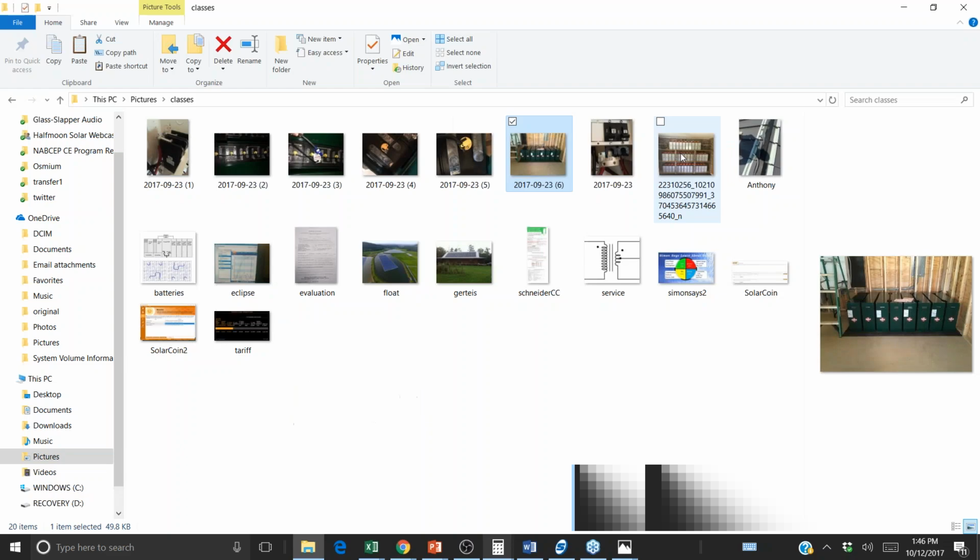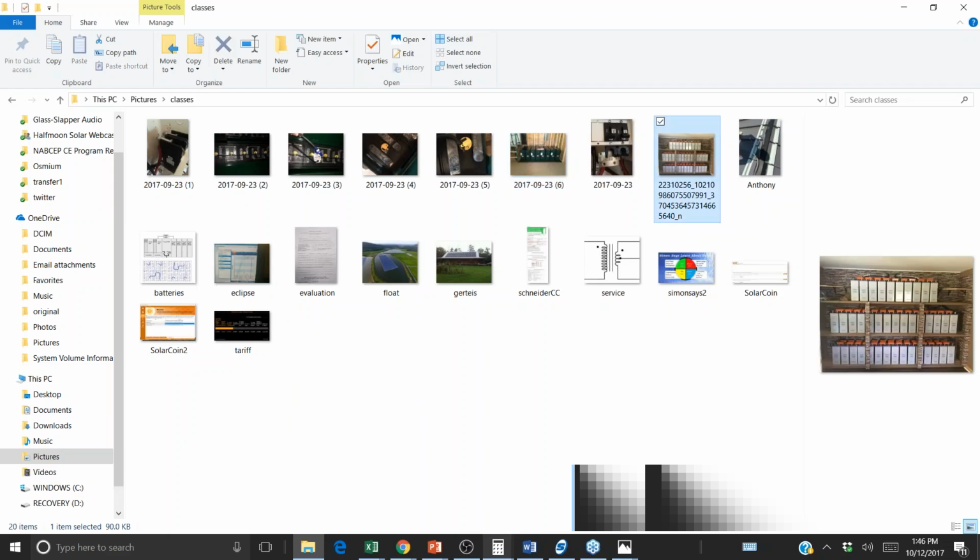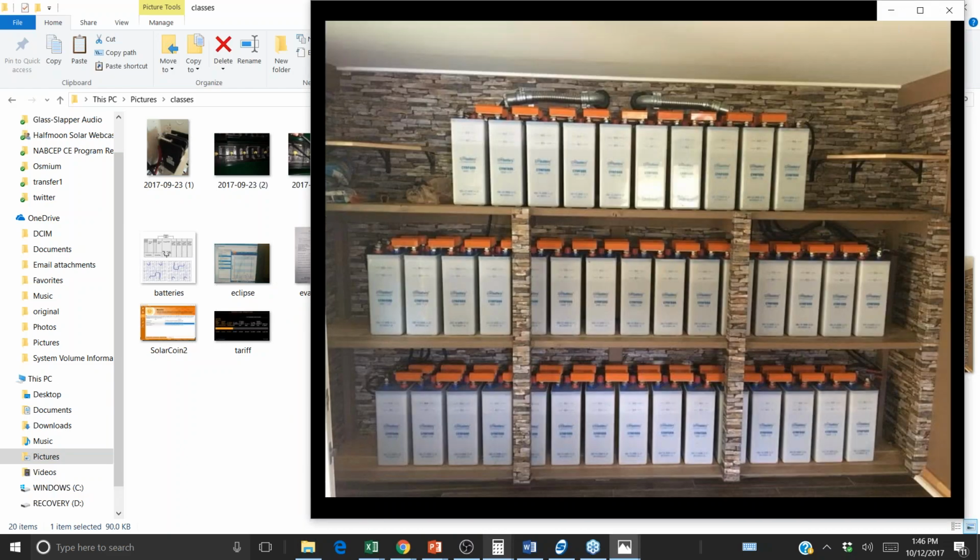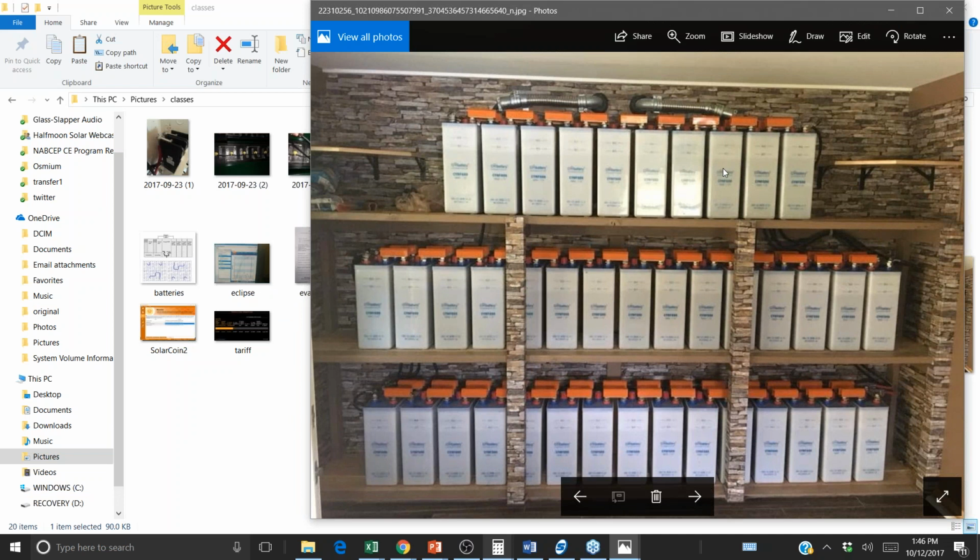Looking at a different battery bank, here they're using smaller batteries that you could hand lift rather than machine lift. These are Iron Edison nickel iron batteries.